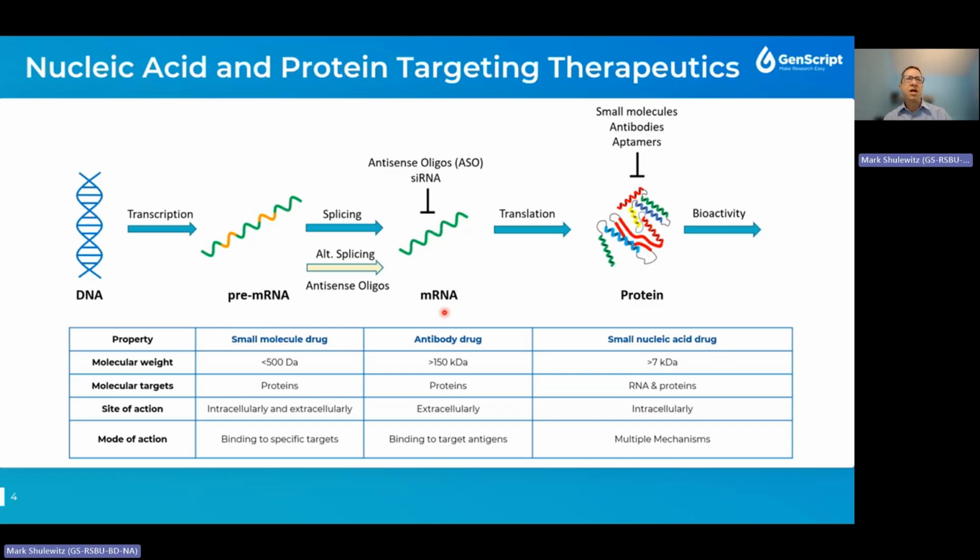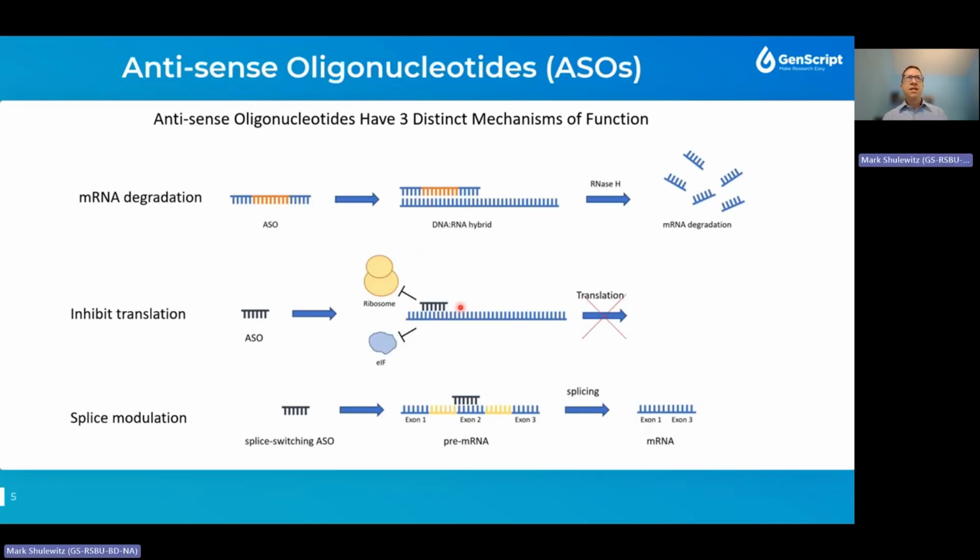Small nucleic acid drugs offer several advantages that make them attractive options as therapeutics. They can act on intracellular targets, they are relatively easy to design, and they can be synthesized quickly and easily compared to small molecules and antibodies. Let's look more closely at small nucleic acid drugs, starting with antisense oligos.